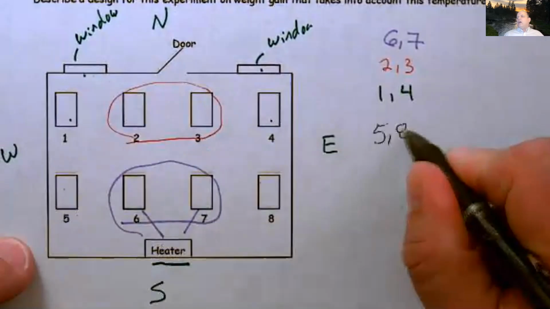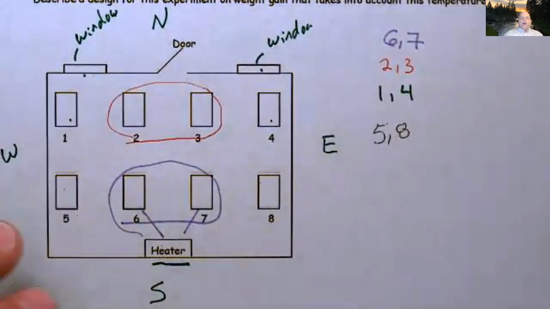So ideally, I would break this down into 4 blocks. Blocks 6 and 7, 2 and 3, 1 and 4, and 5 and 8. 6 and 7 because they're close to the heater. 2 and 3 because they're close to the door, 1 and 4 close to the windows, and 5 and 8 are farthest away from all sources of heat gain and loss. That's the way I would break this down.